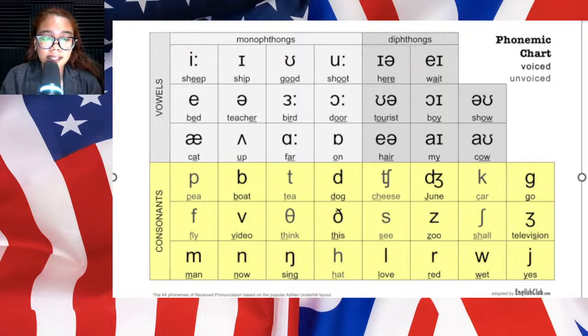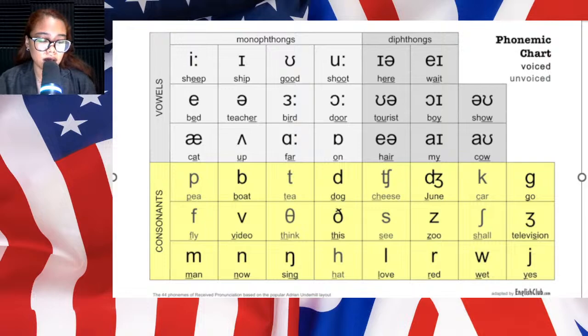Now you can find this sound in the word T in the third column of the top row of the consonant sounds. Unlike the P and B sounds that we made with our lips, the T consonant is a linguo-alveolar stop. That is just a technical way of saying you use your tongue and the ridge behind your upper teeth to stop the air.